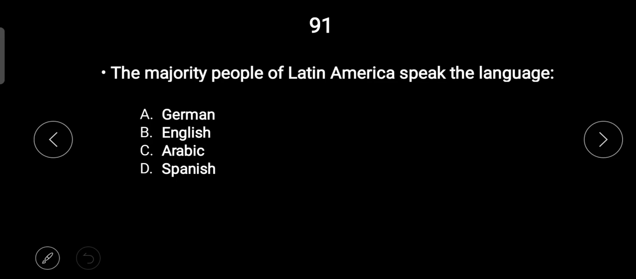91. The majority of people of Latin America speak the language. Options are German, English, Arabic, or Spanish. Majority people of Latin America speak Spanish. Okay, this is the language of countries like Colombia, Argentina, Venezuela, Peru, Chile, etc. Then the second most spoken language in Latin America is Portuguese, actually. Portuguese is spoken in countries like Brazil.